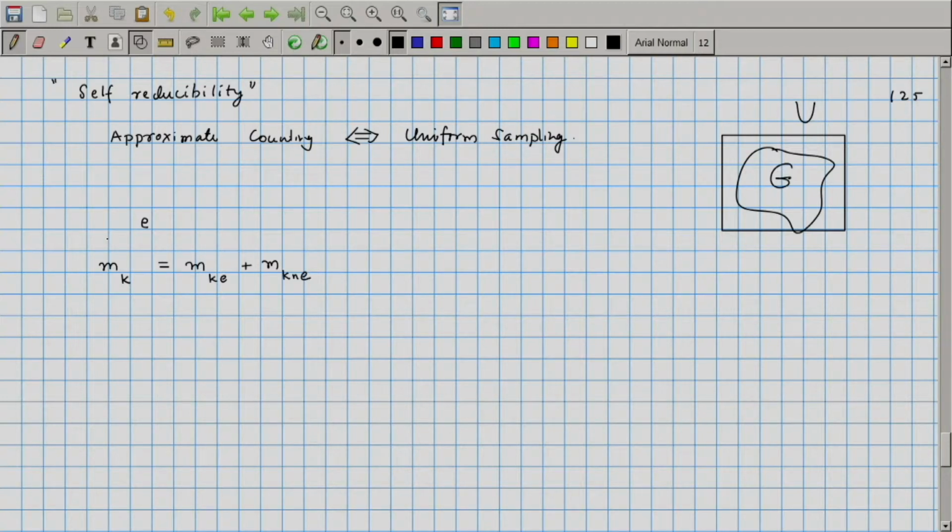If we could uniformly sample, we could estimate the ratio. So this is the key claim. If we could uniformly sample from capital M_k, we can estimate M_k^NE divided by M_k^E using our Monte Carlo algorithm.